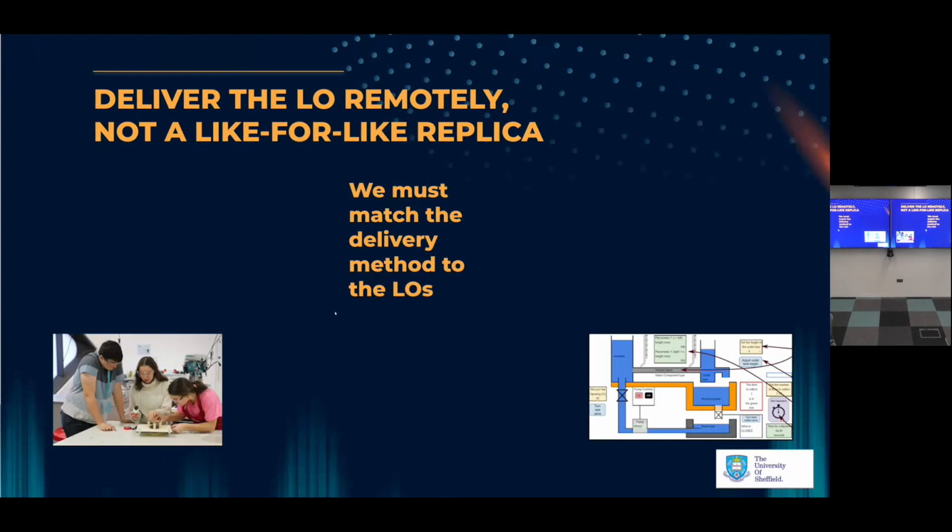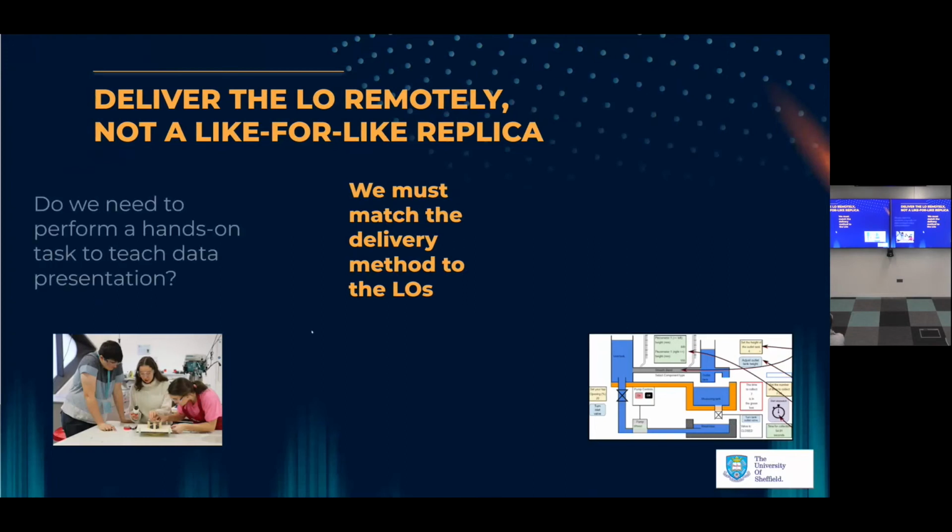What we need to do to deliver things remotely is match the delivery method we're going to use remotely, and there are lots of different ways, to the activity learning outcome that we want to pull across. This is best explained with some examples, I think. Imagine we want to teach data presentation. One of our learning outcomes could be to get students to draw the perfect graph, get all of the labels in the right place, everything spot on perfect. Do they need to have done something hands-on to do that?